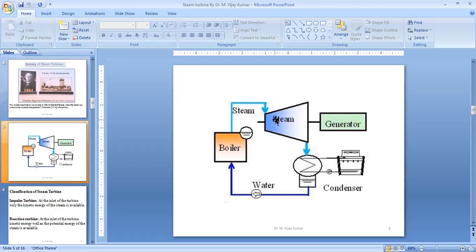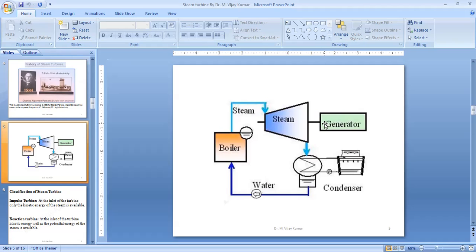So when it hits the turbine, what will happen here? The turbine starts rotating. Those turbines are mounted on this shaft. If the turbines rotate, the shaft will also be rotating. Here you can see on the other side the generator is coupled to this shaft. So when the shaft is rotating, obviously the shaft inside the generator will also be rotating.